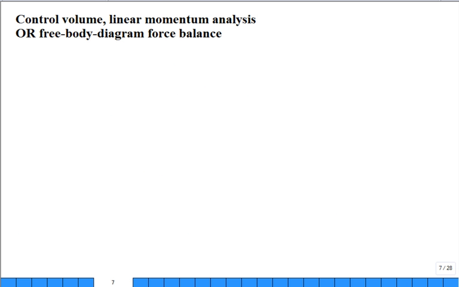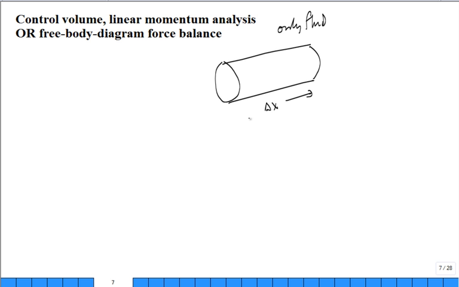So now let's take a look at constructing either a control volume, where you do a linear momentum analysis, or a free body diagram, where you do a force balance on it. Of what? Of the fluid that's in a section of the pipe. So this is only the fluid. The section is of length delta x. What are the boundary forces acting on it?